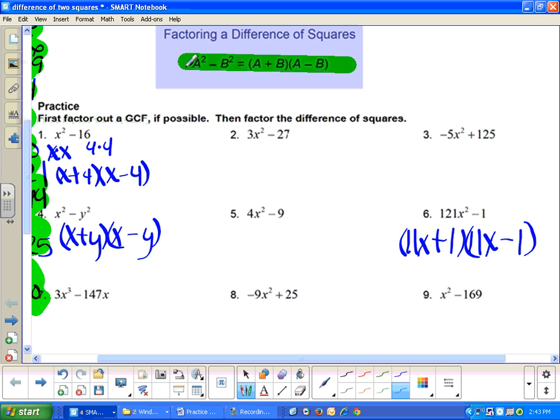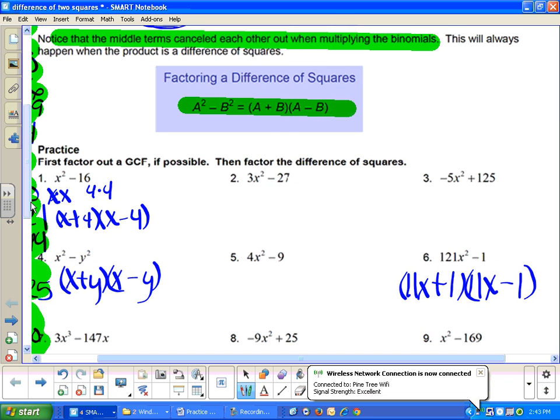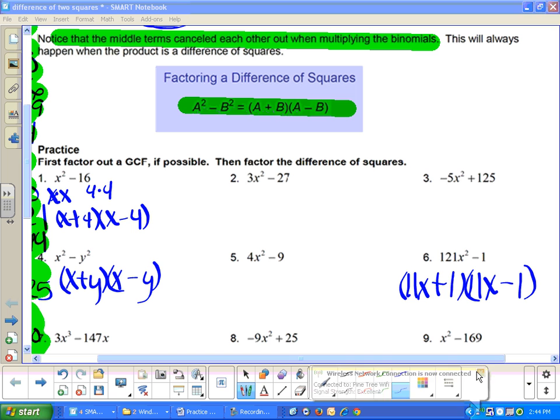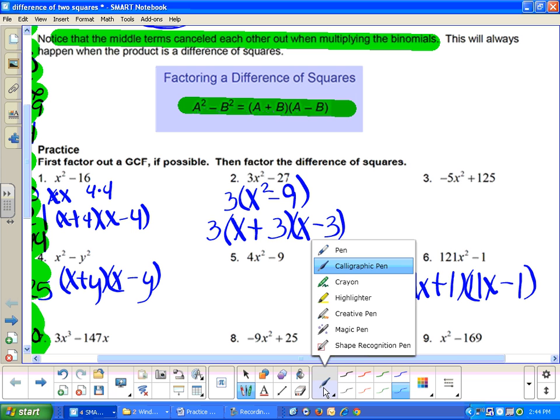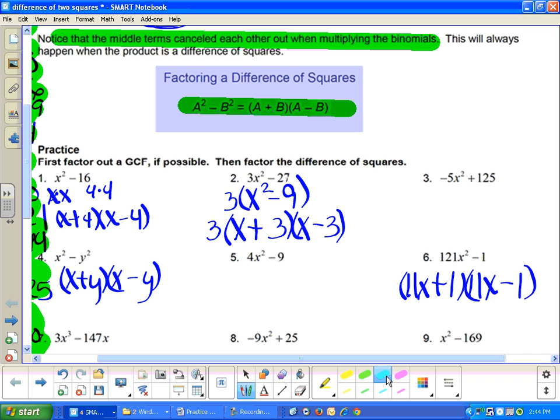Now, not every problem is already fixed for us. Sometimes we have to fix them. So if we look, for example, at number 2, it will work as long as we take out a 3, just like we did with greatest common factor. 3 is in common. We have left x squared minus 9. We have to keep this 3 out here. But x squared minus 9 is the difference of two squares: x squared minus 3 squared, one plus, one minus. This entire thing is our answer.